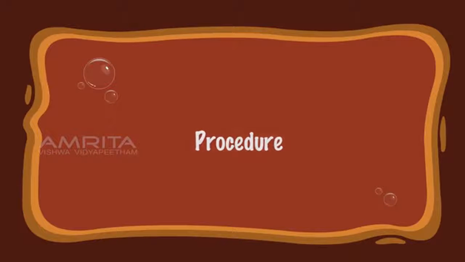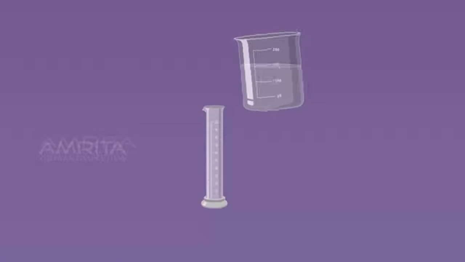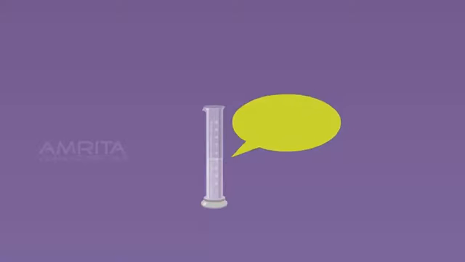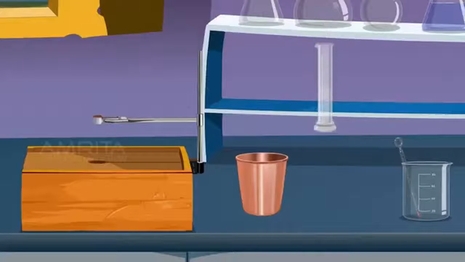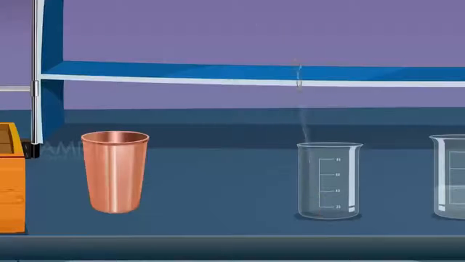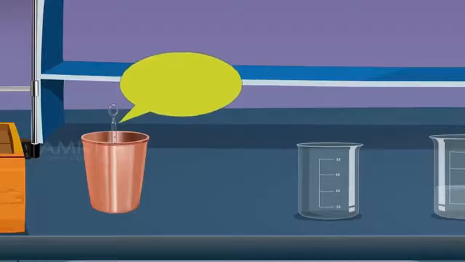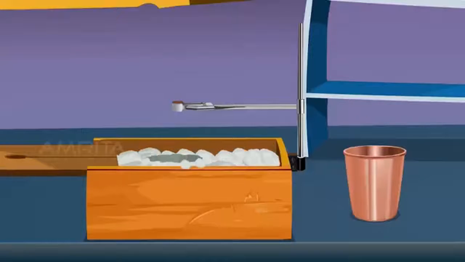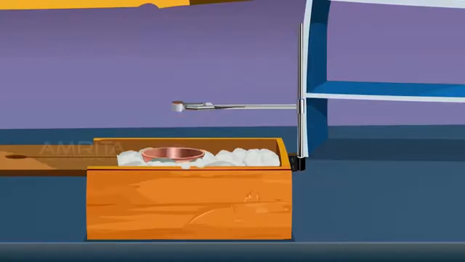Procedure. Measure 50 milliliters of distilled water in the measuring jar. Transfer it into the calorimeter. Using the thermometer, measure the temperature of water in the calorimeter. Let it be T1 degrees Celsius. Remove the thermometer. Place the calorimeter in the wooden box and insert a stirrer in the calorimeter. The space between the calorimeter and the wooden box is filled with cotton to avoid heat loss.